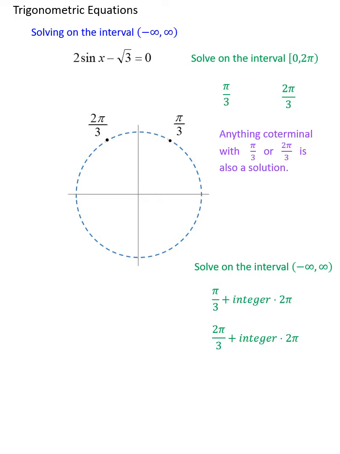An integer is essentially a positive or negative whole number. And so if I were to take, say, the top of these two, pi over 3, and add any integer multiple of 2 pi, I would end right back up at pi over 3. Because by adding an integer multiple of 2 pi, you're just going around the unit circle that many more times and landing back at pi over 3. The same is true for 2 pi over 3.